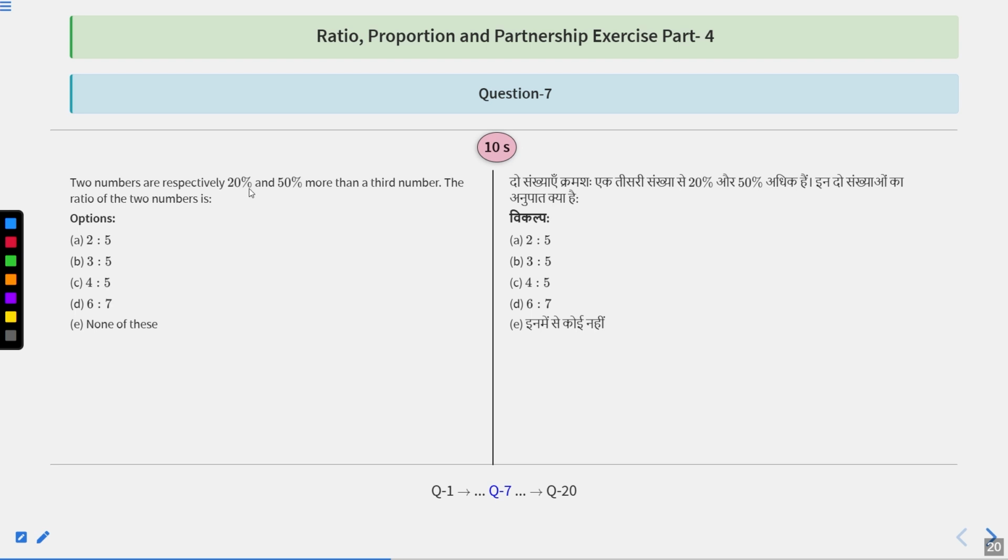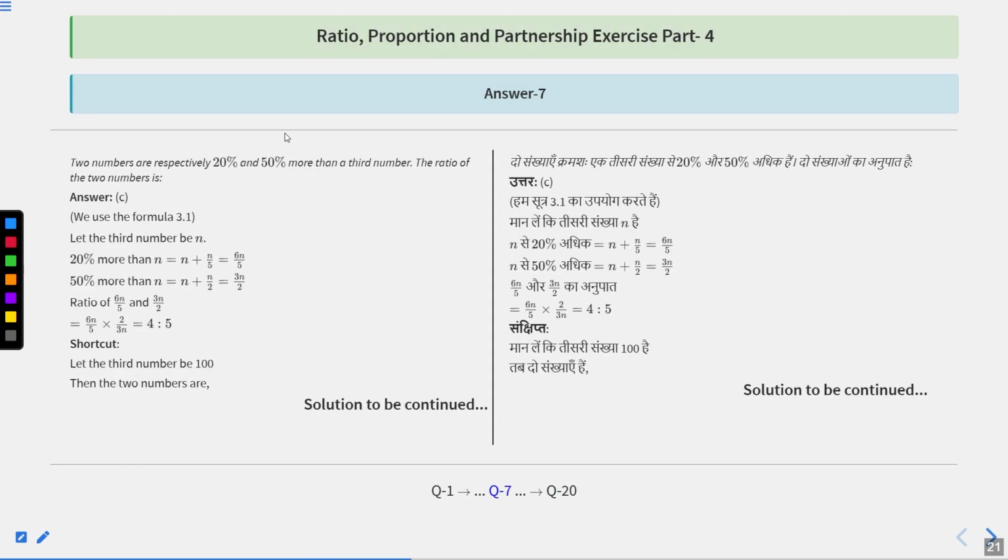Two numbers are respectively 20% and 50% more than a third number. The ratio of the two numbers is, you have 5 options and 10 seconds to analyze the question. Your time starts now. Time's up. Let's see the solution.